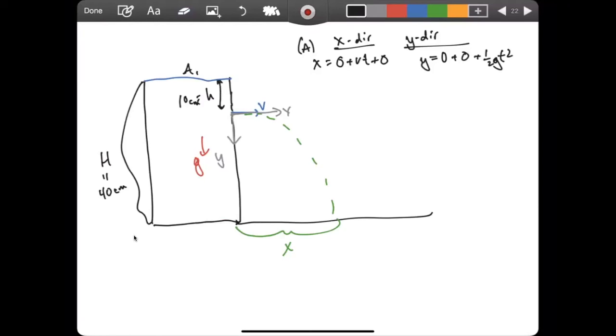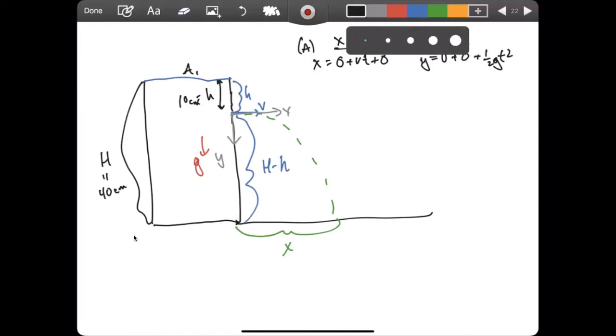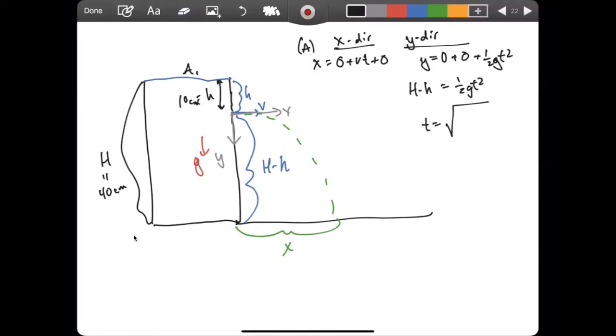So from here, what do we know? We know it's going to fall this amount of distance here. If this thing has a height of capital H and this portion here is little h, then this is going to be capital H minus little h. So this thing's going to fall a total distance of capital H minus little h, which is equal to 1/2 g t squared. Solving for the time, t is equal to the square root of 2 times (H minus h), all divided by g. Now, to find the distance x, all we have to do is plug this into there. So finally, x is equal to the square root of 2 times v squared times (H minus h), all divided by g.